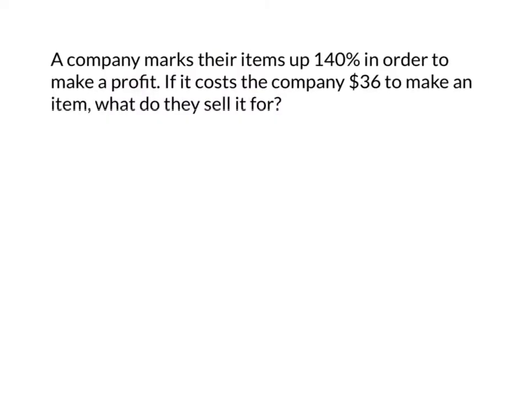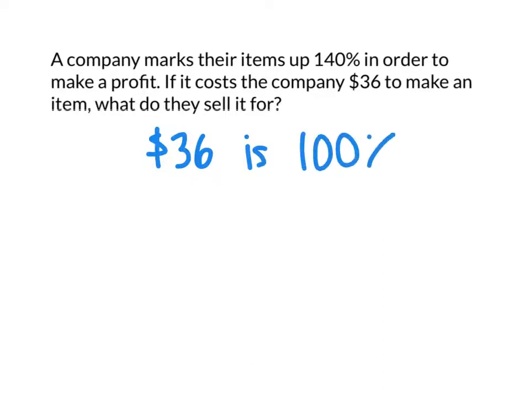A company marks their items up $140 in order to make a profit. If it costs a company $36 to make an item, what do they sell it for? So in this case, $36 represents 100%. That's what it completely costs them to make the item. Of course, they're not going to sell it for $36 because then they wouldn't make any money. So they're going to charge customers more. They're going to charge them 140% of the cost that it costs them to make the item. So I need to find 140% first. I'm going to find 10%.